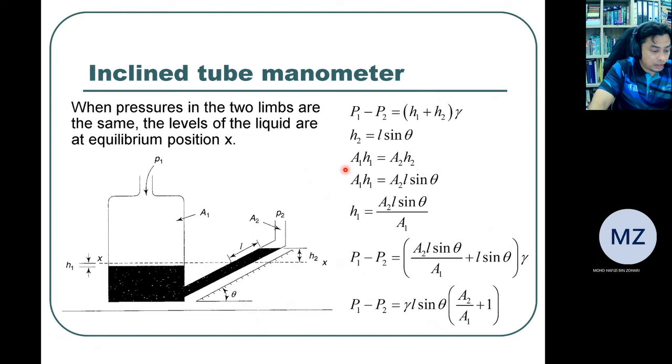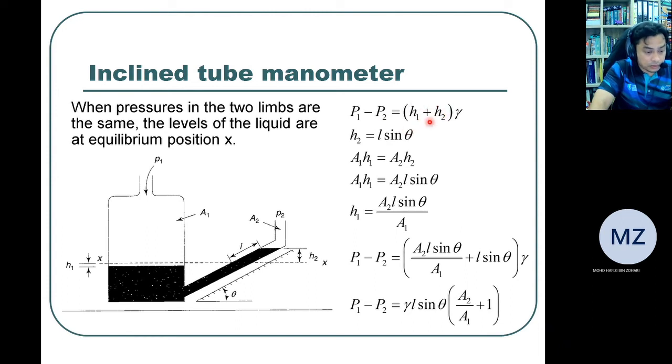By using this concept, we transfer the value of H2. H2 is equal to L times the sine of the angle here. So including this in the equation, you can find H1 is equal to A2 L sine theta over A1, and we know that H2 is equal to L sine theta. So we put the values of H2 and H1 into the original equation, whereby the equation comes from the first hydrostatic concept of water.